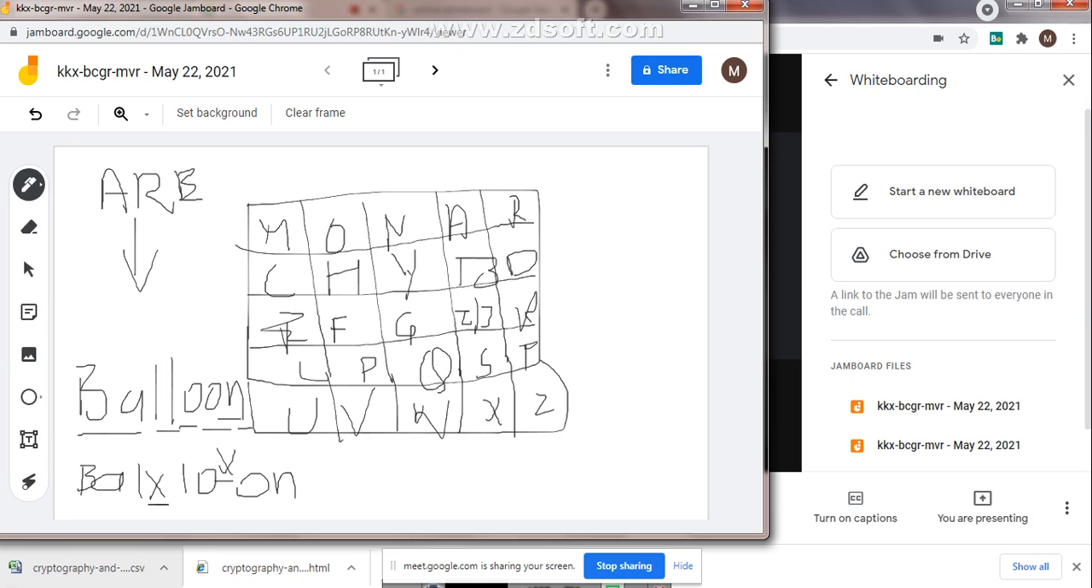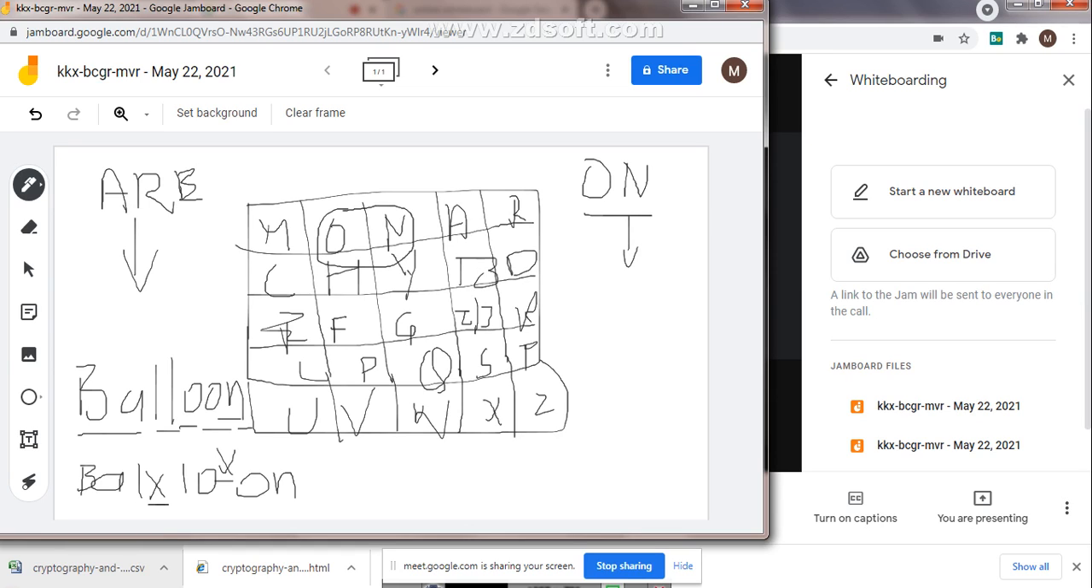Listen here, if two plain text letters fall in the same row, rows are nothing but these. These are considered as rows. If they fall in the same row of the matrix, then each is replaced by the letter to the right side, with the first element of the row circularly following the last letter or the last element.